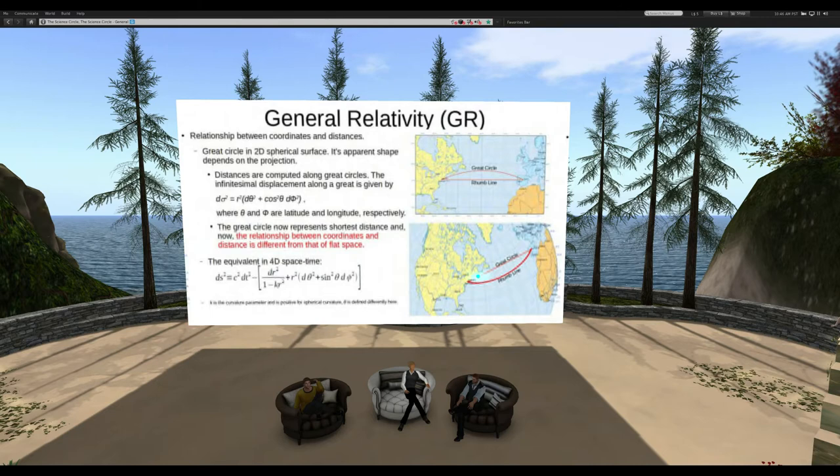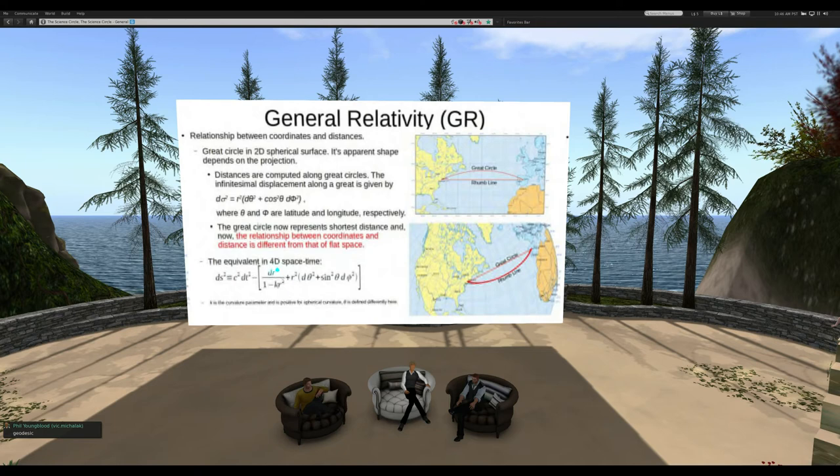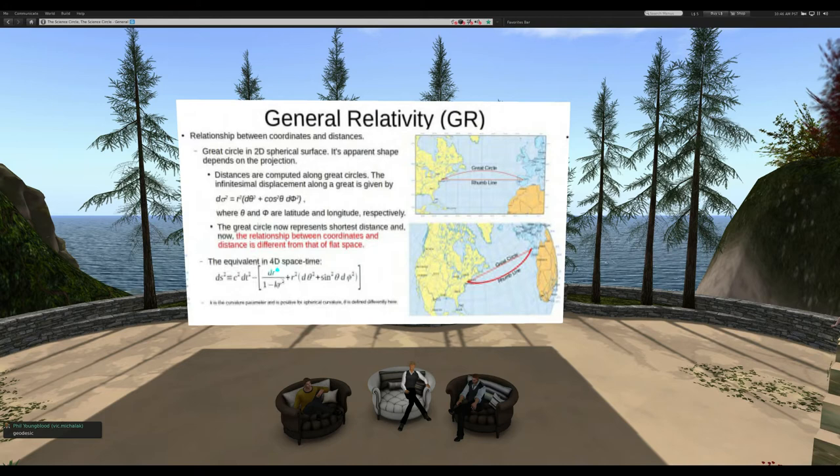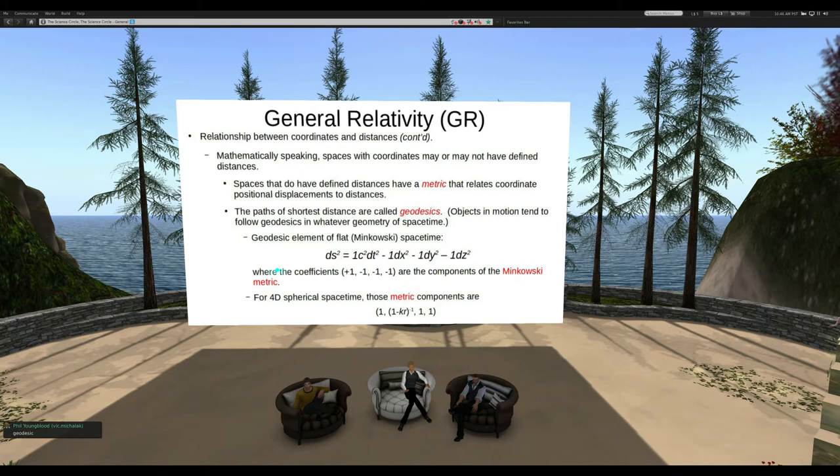What if you have a spherical surface? If you have a spherical surface, then suddenly it's the great circle which is the shortest distance. Depending on the projection you have, you can see which is the shortest distance. And that shortest distance is important. This is a two-dimensional surface. You can generalize this to four dimensions.